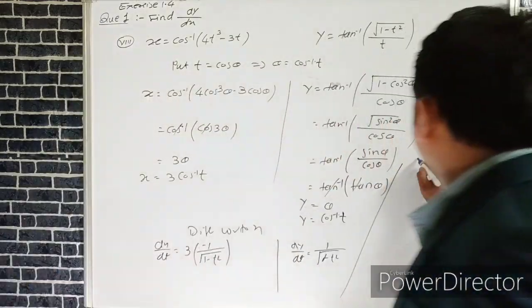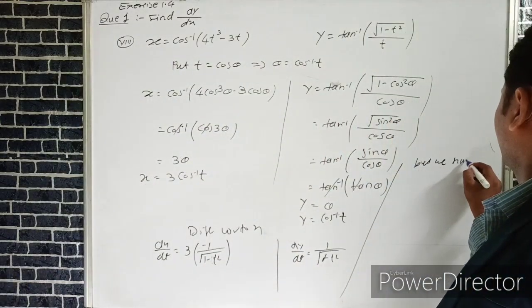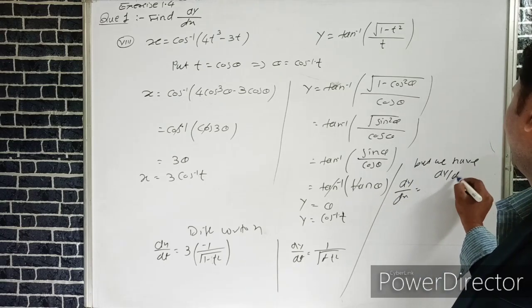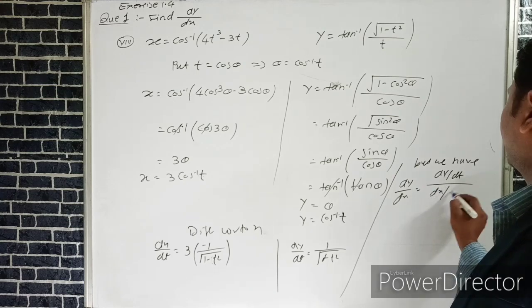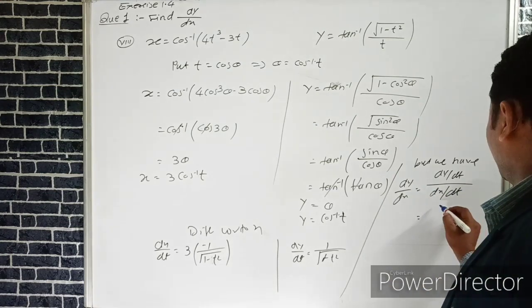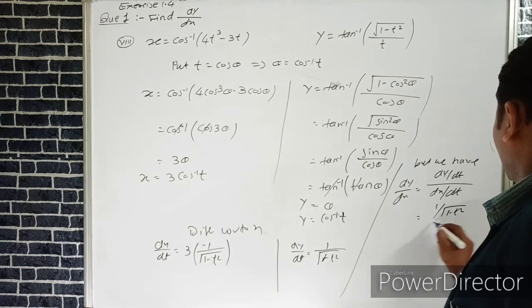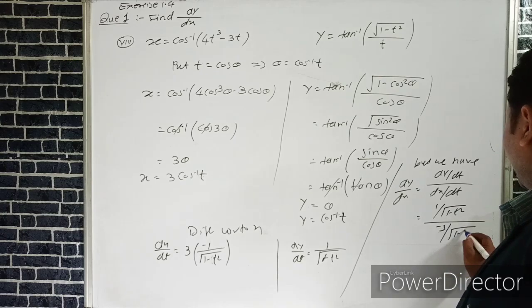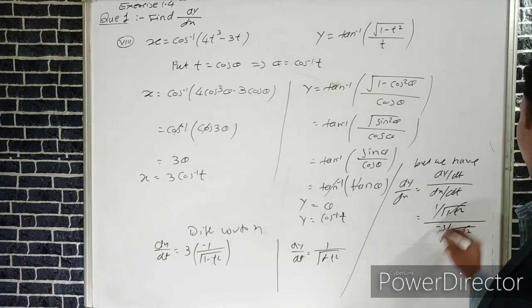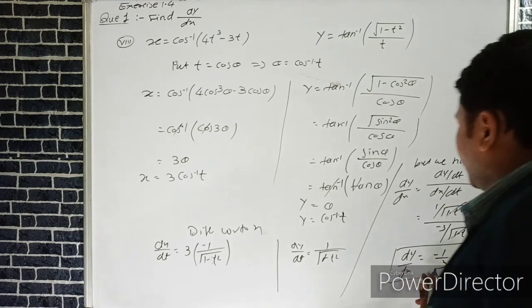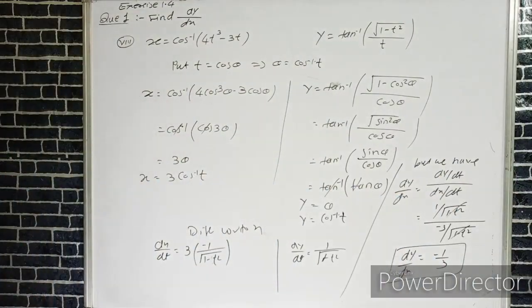But we have to find dy upon dx, which is dy upon dt upon dx upon dt. Here dy by dt is minus 1 upon under root of 1 minus t square upon dx by dt is minus 3 upon under root of 1 minus t square. Under root of 1 minus t square cancels, we get remaining 1 by 3, which is the required derivative of y with respect to x. dy by dx is equal to 1 by 3.